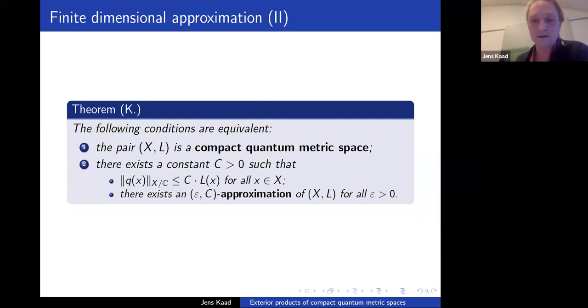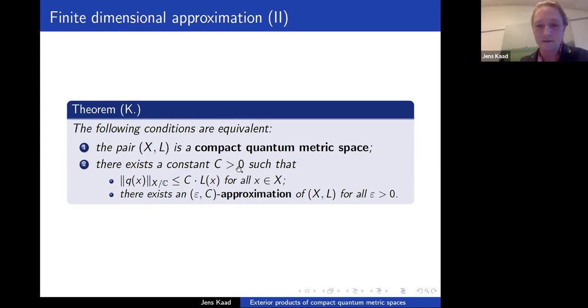It says that I can find a global constant C strictly greater than 0, such that the following holds. So there are two conditions. The first one is not surprising if you know compact quantum metric spaces. It also appears in the work of Rieffel. The first condition here is equivalent to saying that the state space equipped with the Monge-Kantorovich metric has finite diameter. It says that the quotient norm is dominated by the Lipschitz seminorm up to some constant C, okay? But here C is globally fixed.